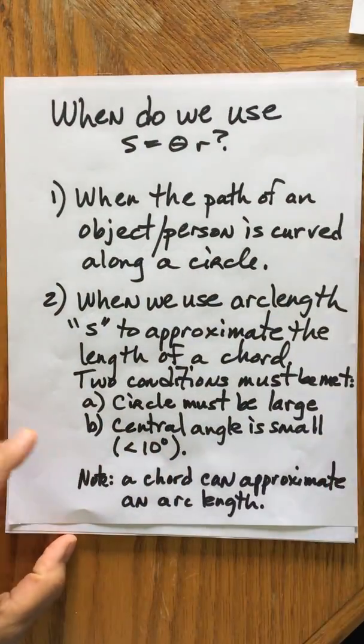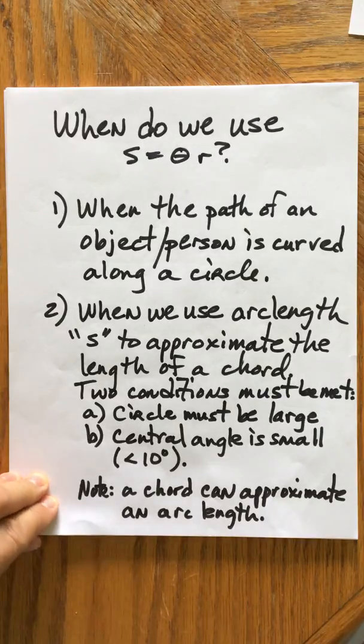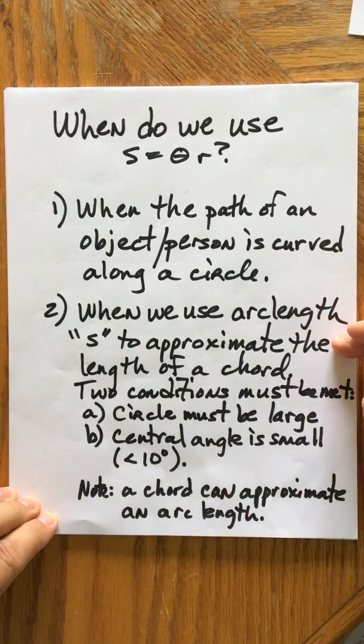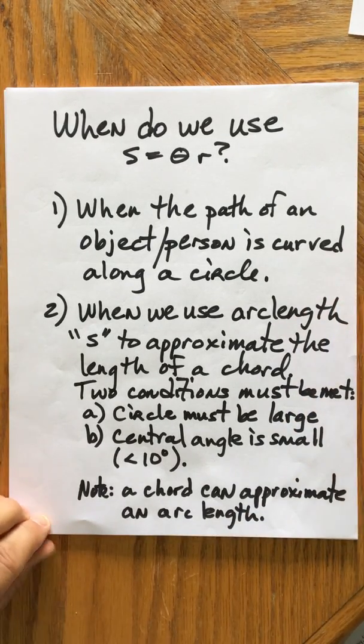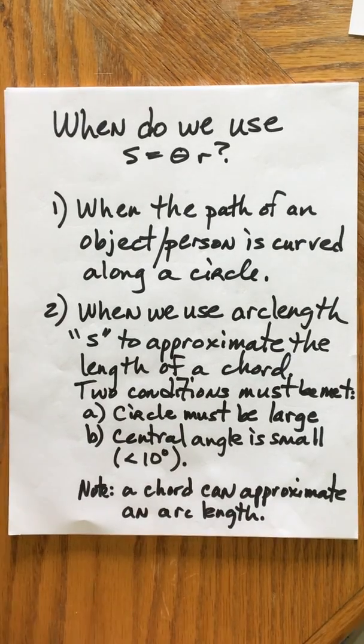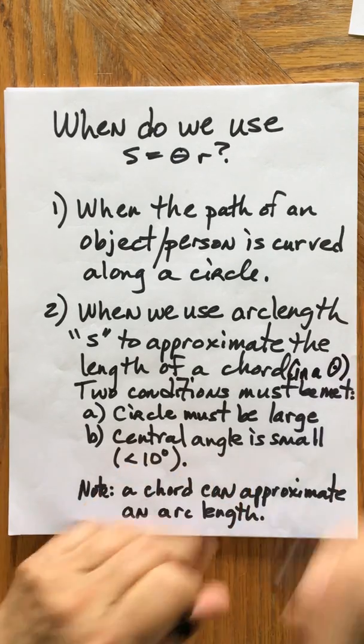Okay. So now let's talk about when you use S equals theta R. Well, you use it when the path of an object or a person that you're tracking is curved along a circle. All right, so it sweeps, and it's like at the tip and it's kind of tracing out a circle. So that's one way. The other way is when you use arc length to approximate the length of a chord in a circle.